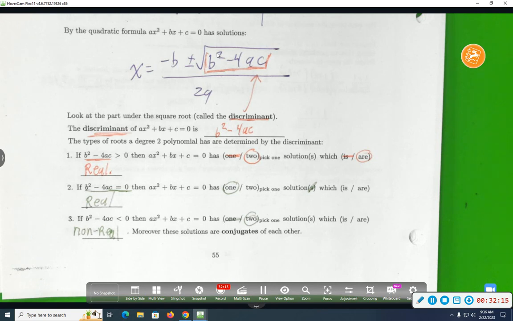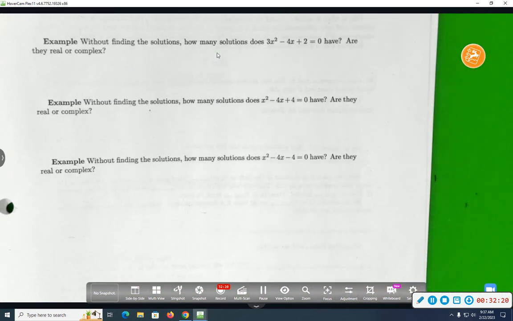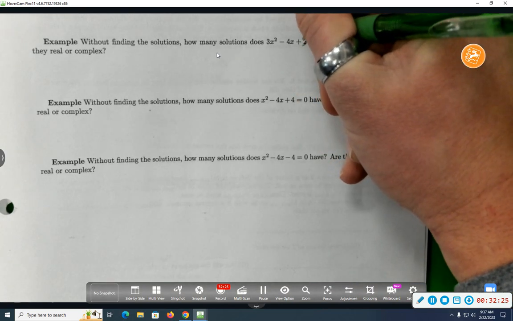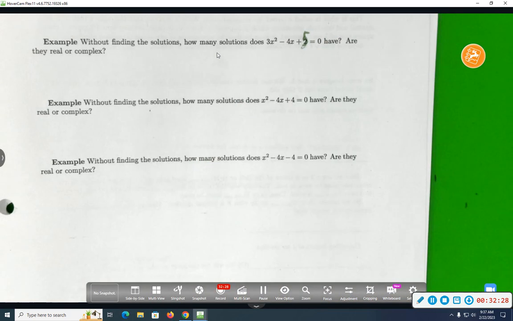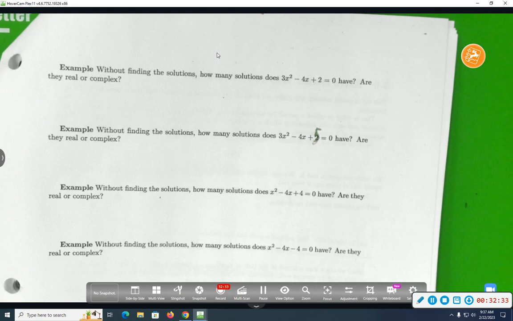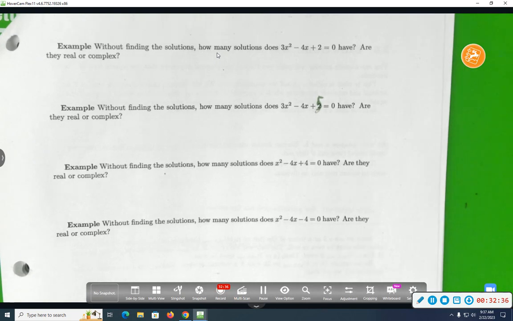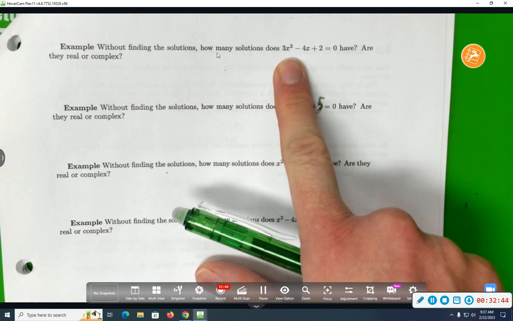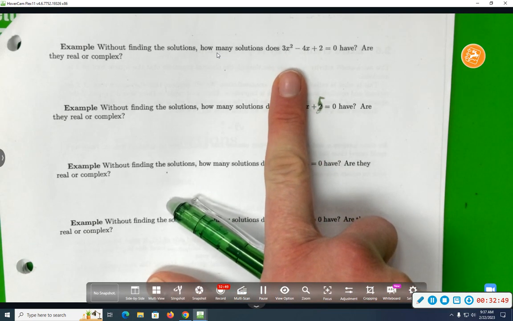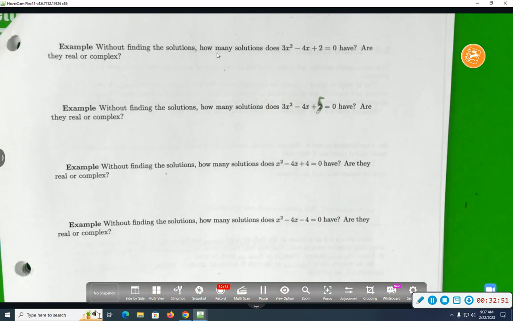Let's play this game. Let's use this result. Let's classify the natures of the solutions to these things without finding the solutions. And maybe I'll do one. So let's determine how many solutions this thing has. Will they be real or will they be complex? This looks like we just need to compute the discriminant. So let's compute the discriminant of this one.